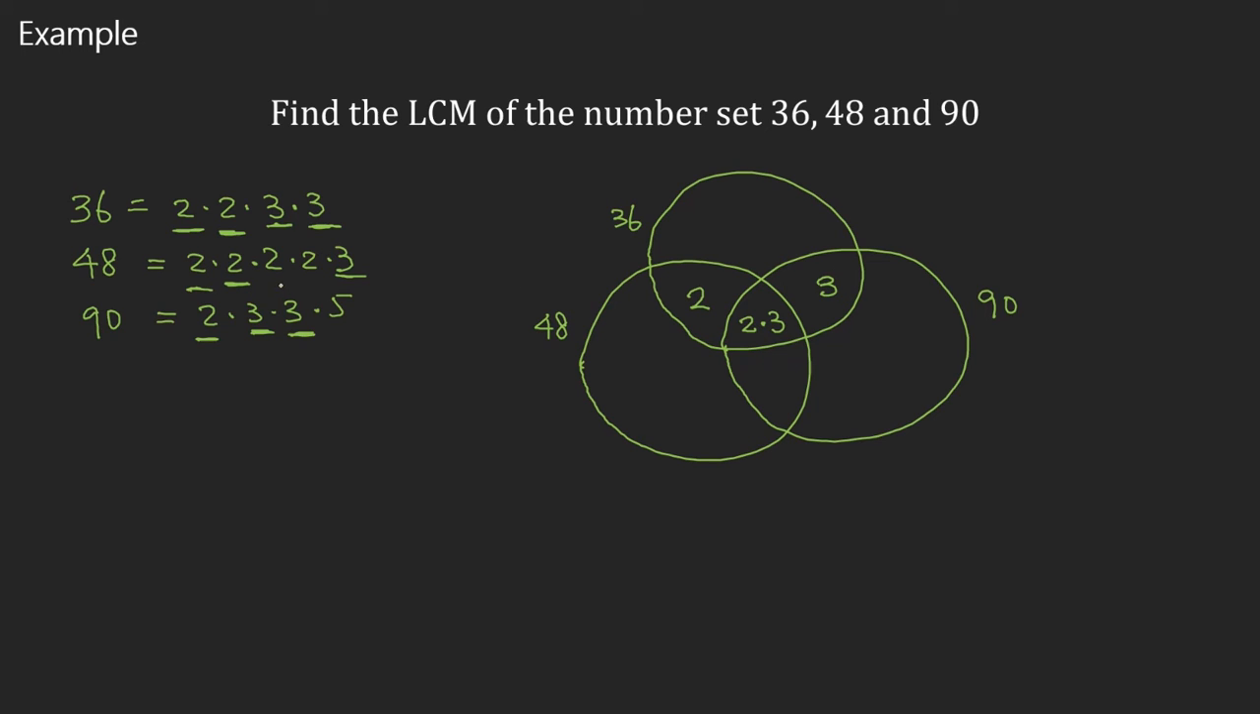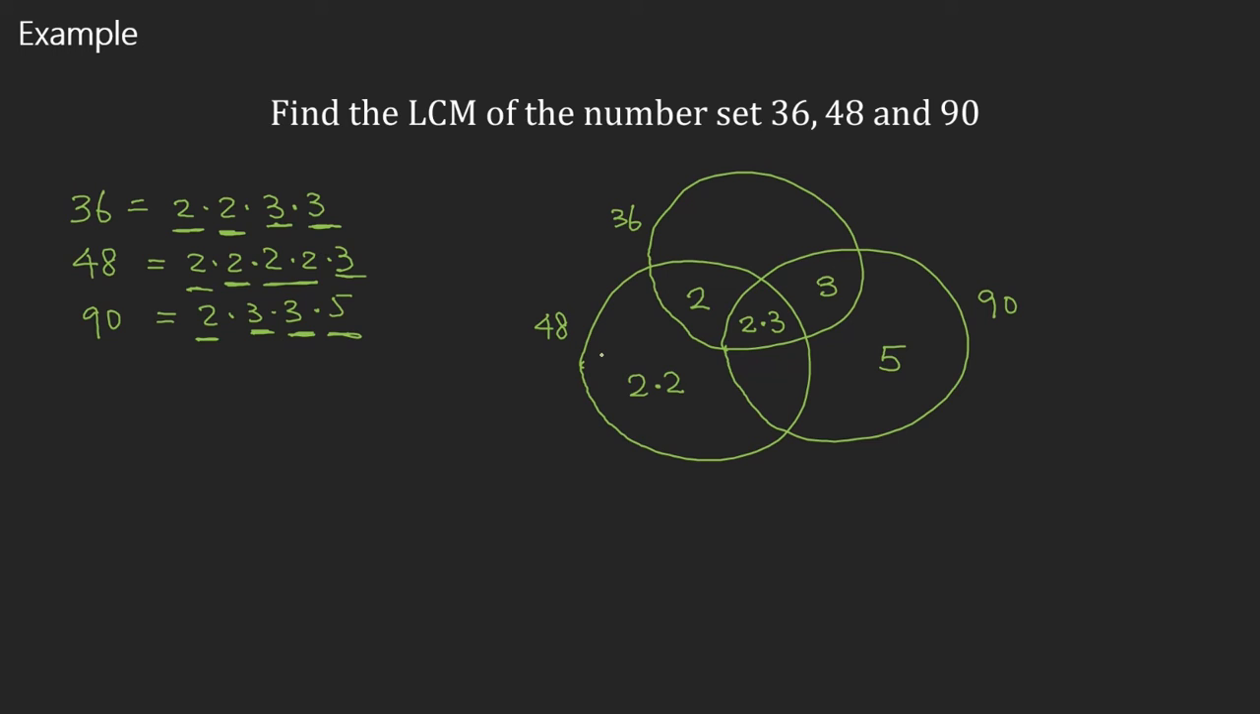Okay, so for the prime factors that are left, we have 2, 2, 5, nothing in common. Okay, so we're going to place the 5 in this region right here where it only belongs to the circle 90. And we're going to place 2 multiplied by 2 in this region here where it only belongs to number 48.